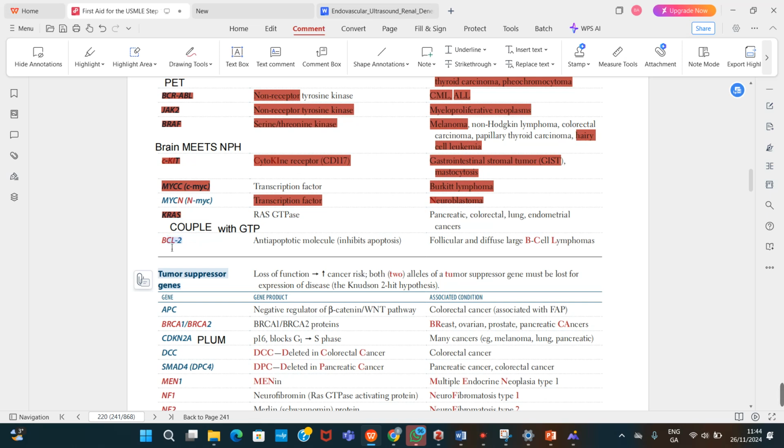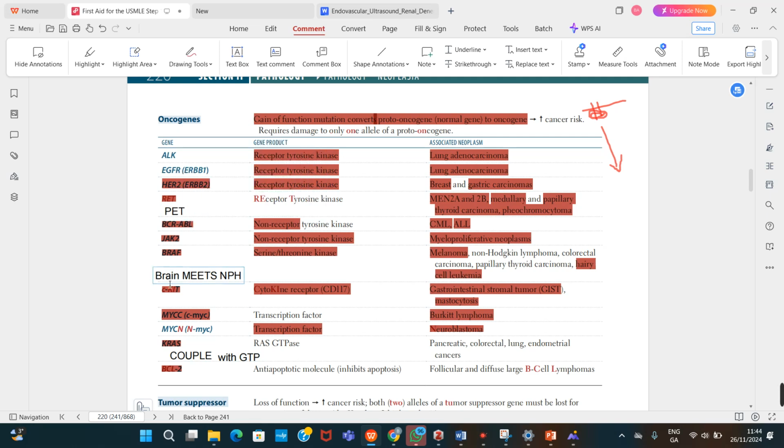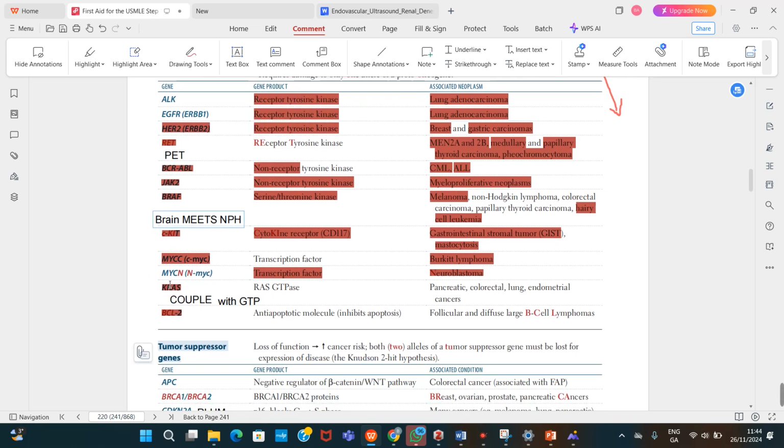Then the BCL2. BCL2 is an oncogene because before you can classify anything as an oncogene, you must make sure that overactivation of that gene would cause cancer. That is the word, overactivation. If you overactivate BCL2, you are not going to achieve apoptosis. There's going to be inhibition of apoptosis, and that can lead to some cancers, like follicular and diffuse B-cell lymphomas.